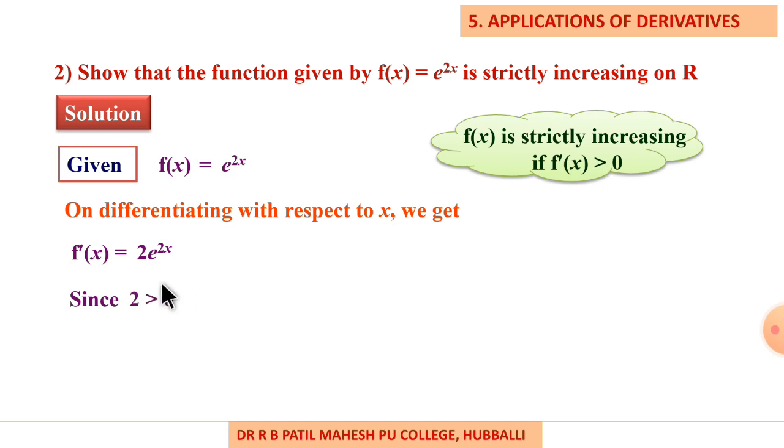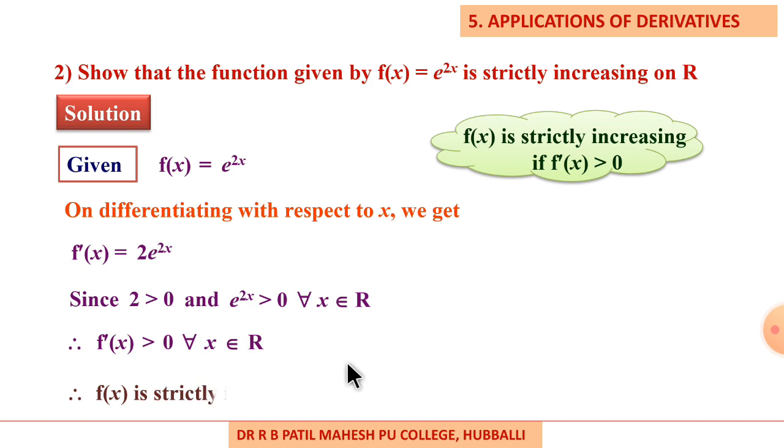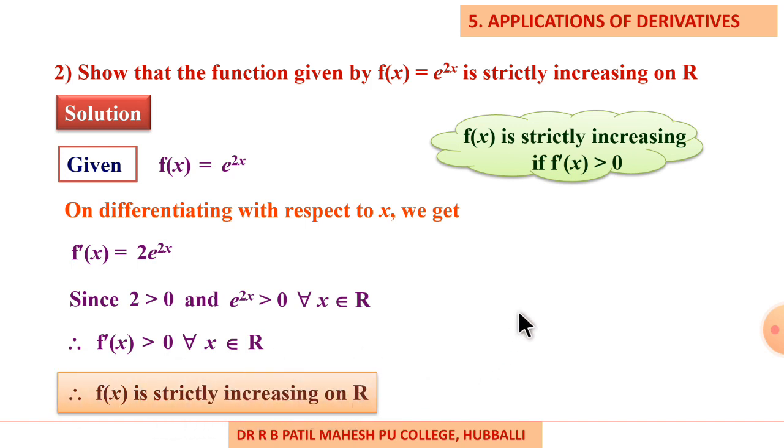Now here this 2 is greater than 0 and e raised to 2x is always positive. So e raised to 2x is greater than 0. Therefore this right hand side term is greater than 0, or f dash of x is greater than 0. So this term is greater than 0 for all x belongs to R. Therefore f of x is strictly increasing on R.